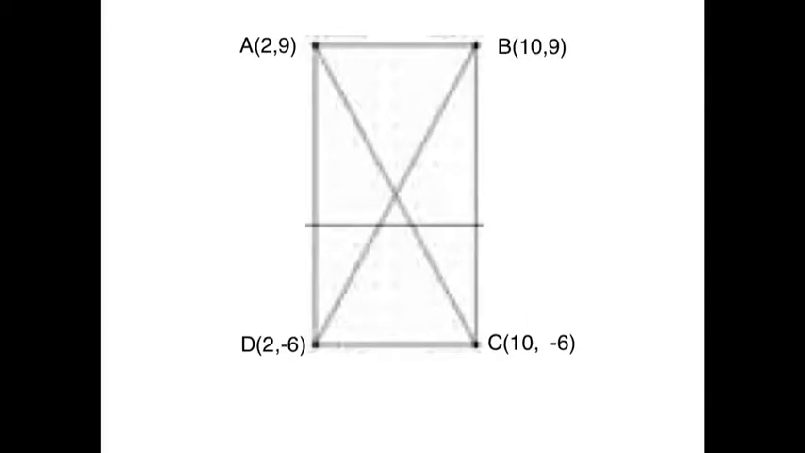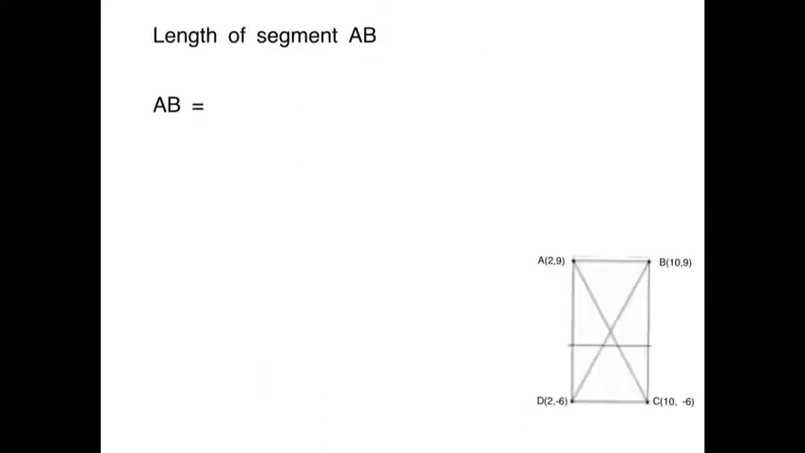We're looking at the figure from the homework, where this is the x-axis right here, and we've got what looks to be a rectangle with vertices A, B, C, and D. Notice they go around clockwise like that, A, B, C, D, not crisscross. So the first one is the length of segment AB.